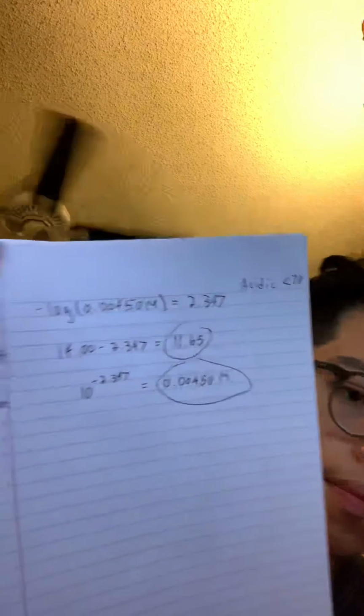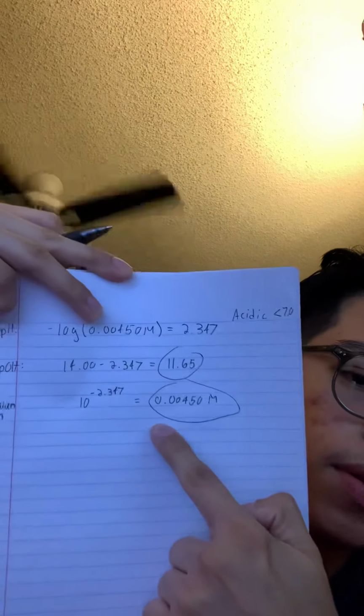So on our calculator, it should actually equal our initial concentration that we're given. So 0.00450 molar. There. So we have that now, the hydronium ion concentration.